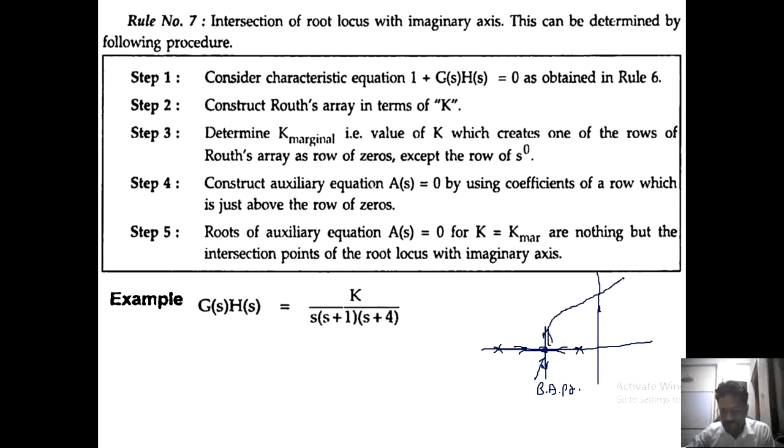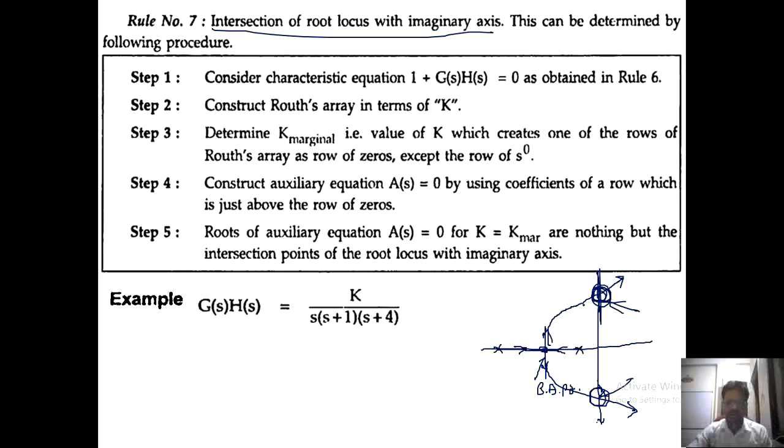Now the branches will split up and down, and suppose these branches are traveling like this. Suppose these branches are approaching infinity but with intersection of the imaginary axis. Suppose this root locus branch intersects the imaginary axis at this point here and here. So this coordinate is known as the intersection of root locus with imaginary axis. Got it? Clear? Where the root locus intersects your imaginary axis, that point is known as the intersection of root locus with imaginary axis, and it has a standard procedure to calculate.